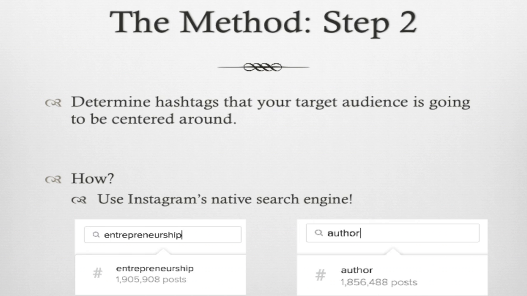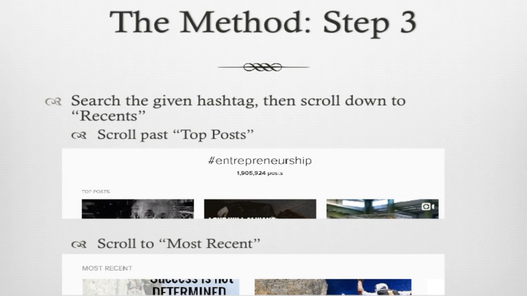Now, the reason we're doing this is if you're trying to target entrepreneurs, for example, chances are they're going to be interested in entrepreneurship. And when they post things, they're going to tag entrepreneurship in hashtag entrepreneur. So you want to identify your target audience based on where they're around and what their interests are by looking up relevant hashtags.